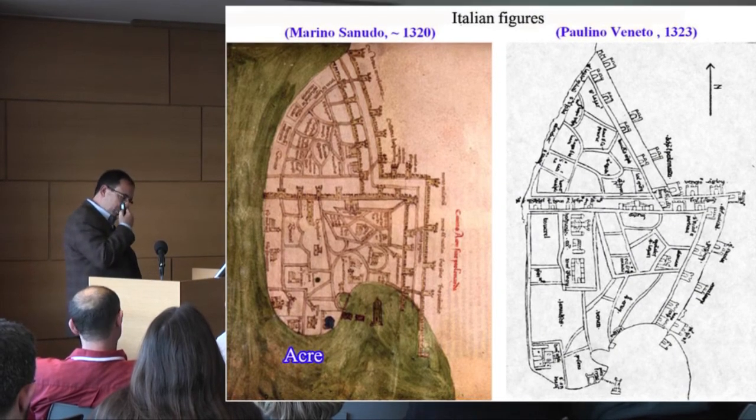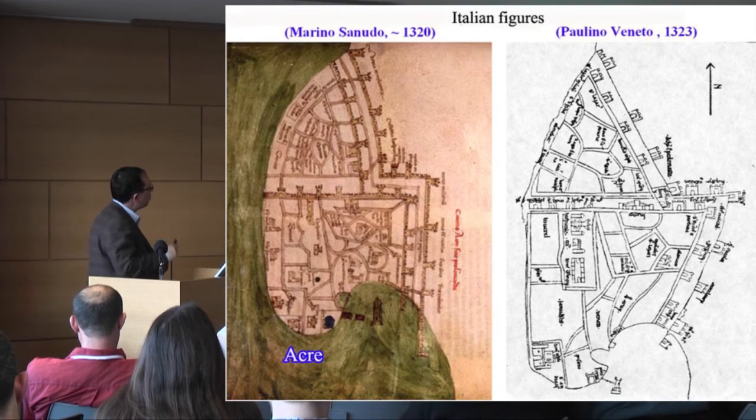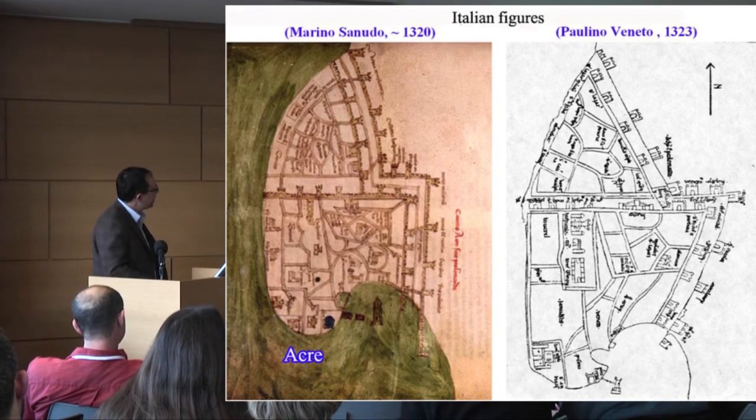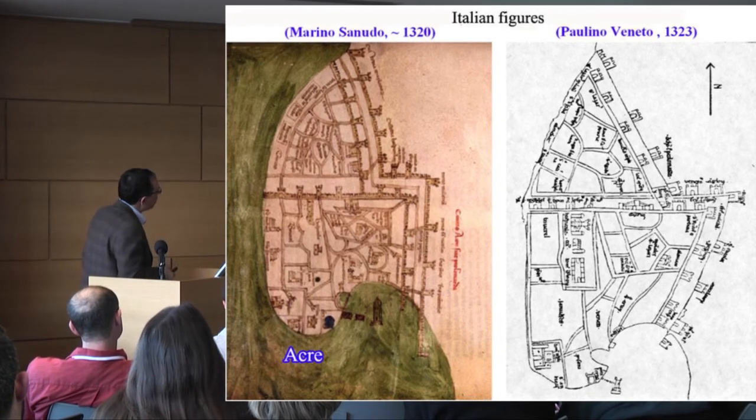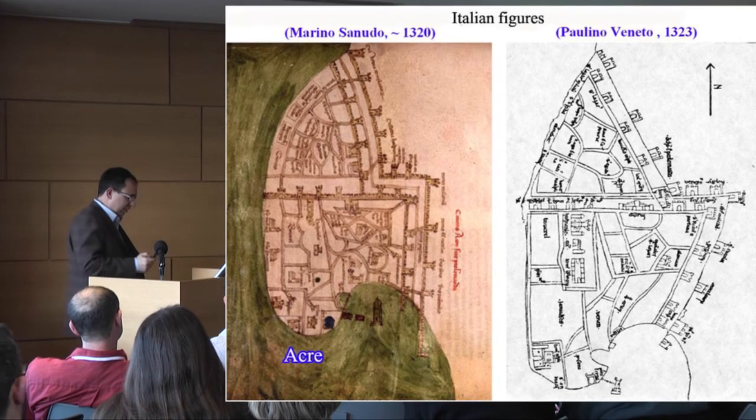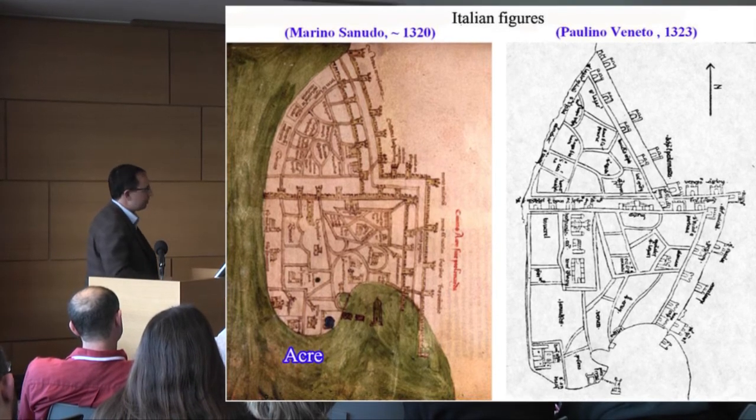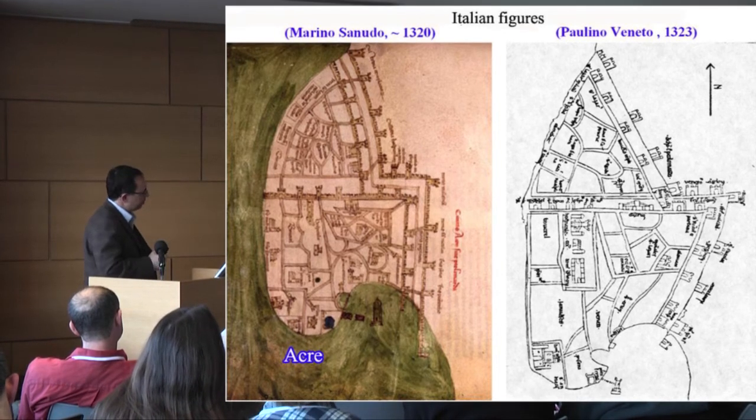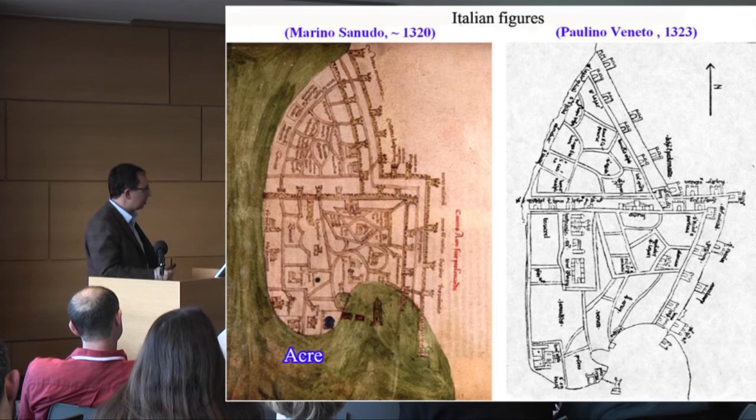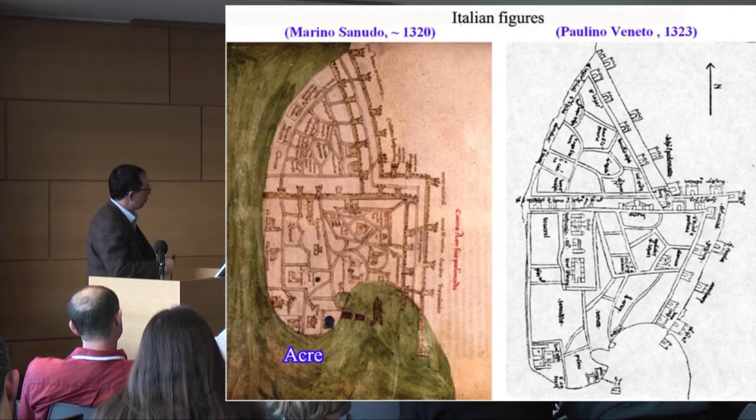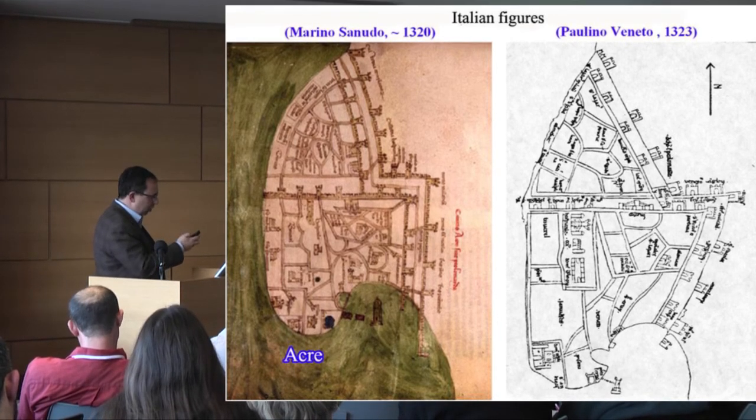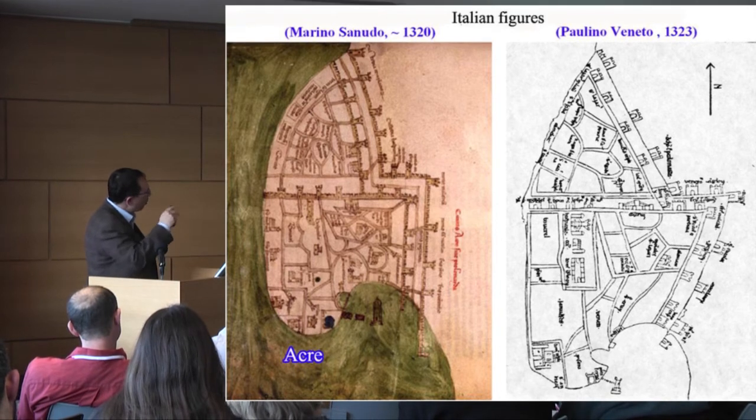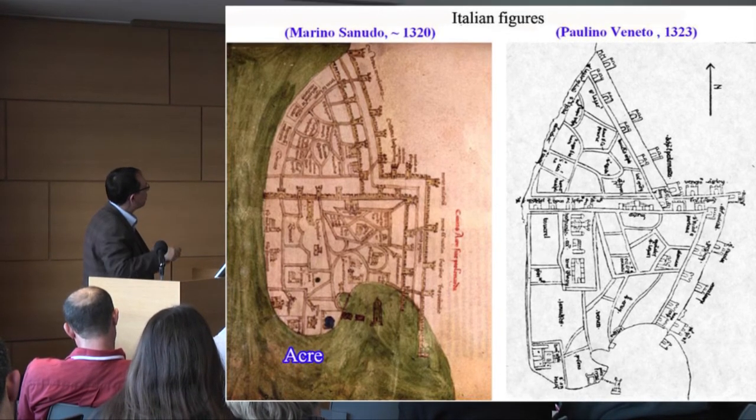Let's go back to maps and charts, because that was the reason why I'm here today. The first maps, I call them figures, but let's say maps is also okay, because a map for me is something accurate. It's my vision, coming from a geodetic point of view, not just general description. But the first, where you can see somehow a more realistic coastline, is the one of the Italians Marino Sanudo and Paolino Veneto.